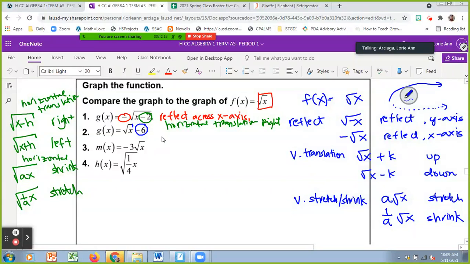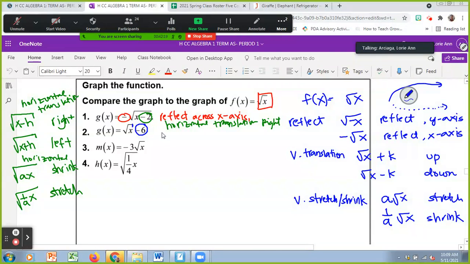H or V? You could just type that in the chat. H for horizontal, V for vertical. V, very good. So it's a vertical translation, right? Now give me the direction. Up or down? Down, very good, because it's negative. That's perfect.